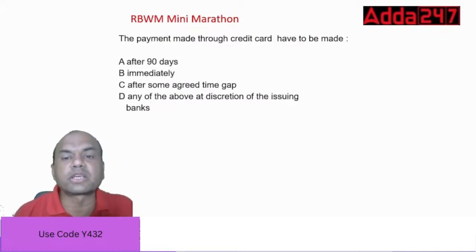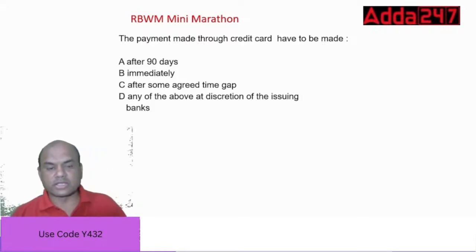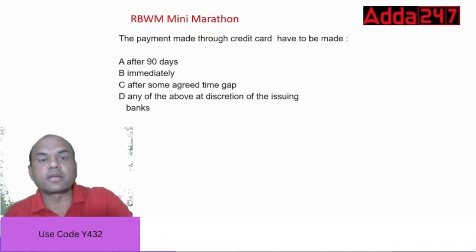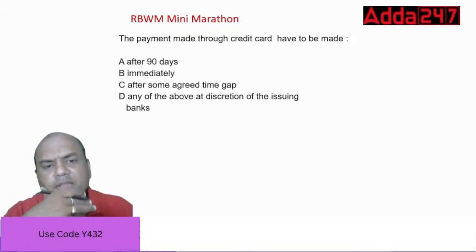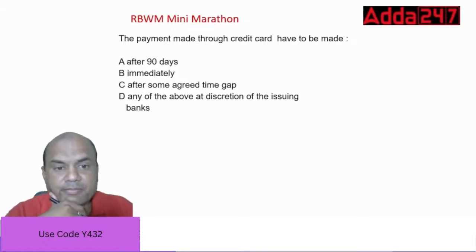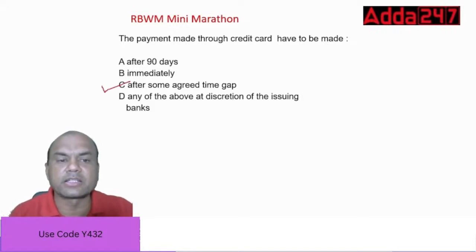The payment towards the credit card has to be made after 90 days, immediately, after some agreed time gap, or any of the above at the discretion of the issuing bank? What is the answer? Credit card payment is made when? Immediately or after 90 days? Or between the agreed timeline? What do you say? Correct. Agreed timelines. This is the right answer.